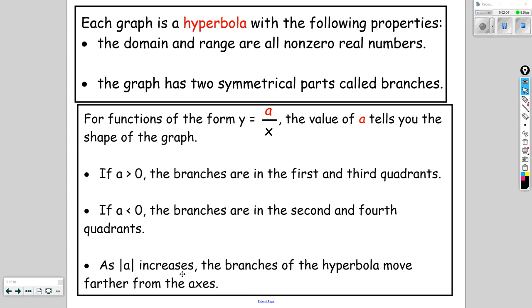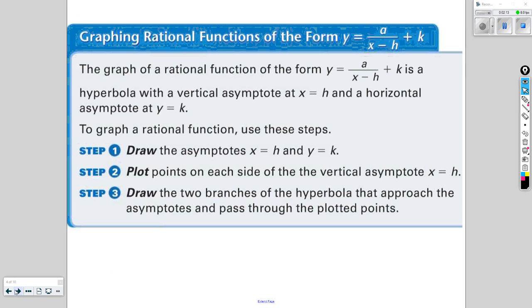As the absolute value of a increases, the branches of the hyperbola move farther from the axes. So that's something we'll see throughout our examples. All right, now let's get to the general form of our function, y equals a over x minus h plus k. That's a hyperbola with a vertical asymptote at x equals h and a horizontal asymptote at y equals k.